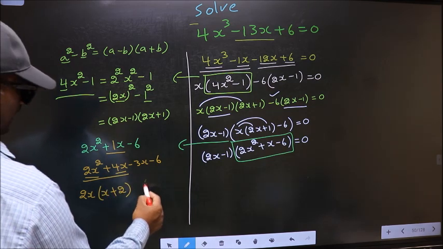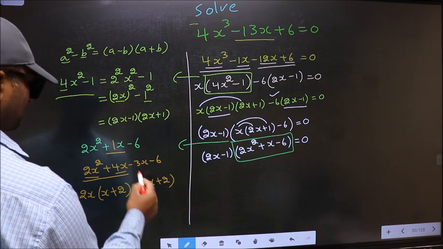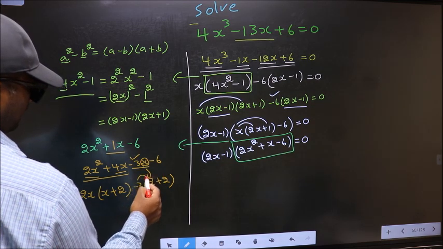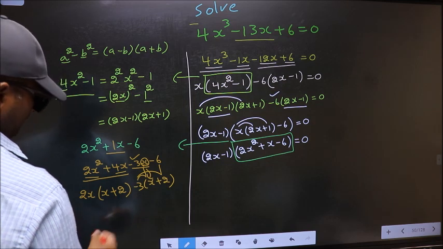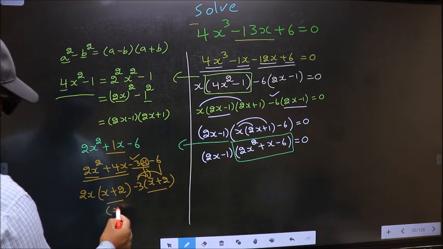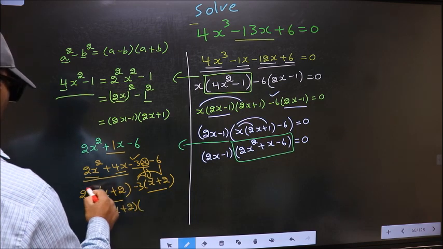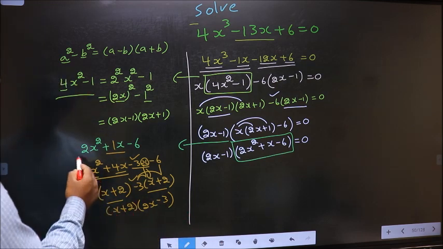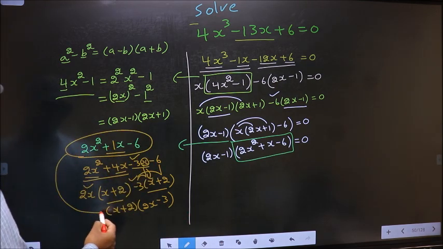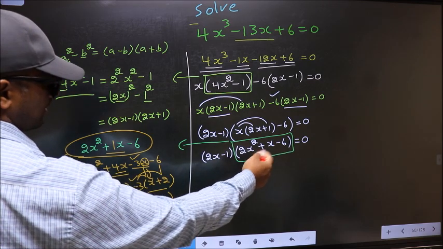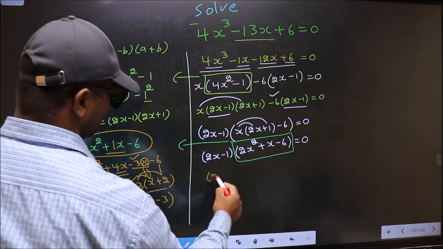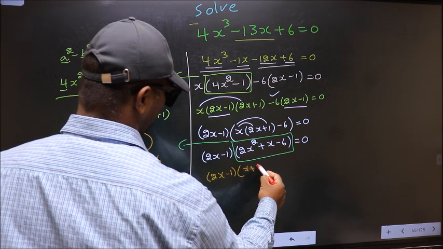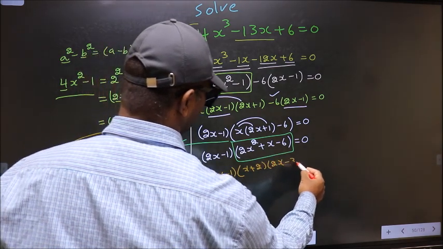Now whatever we got here, here also we should get the same thing. From this x gone inside, so outside we get minus 3. Even if you multiply and check, still you get the same thing. Now take out x plus 2 common. So here we have 2x and here minus 3. Now in place of this quadratic we should write this over here. So this equation becomes 2x minus 1, x plus 2, 2x minus 3 equal to 0.